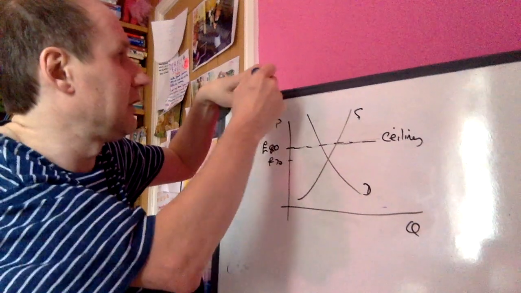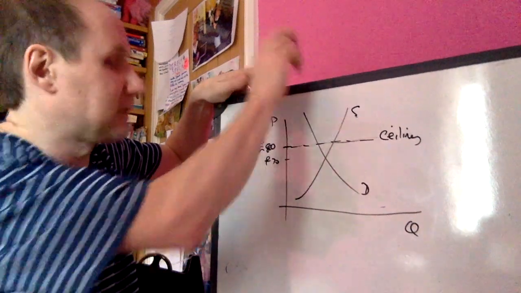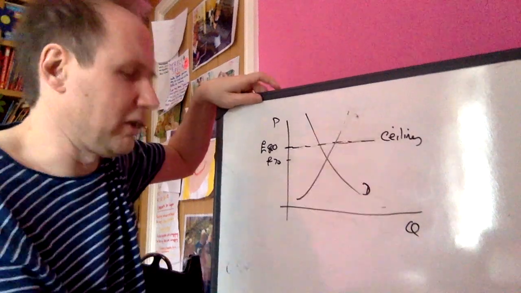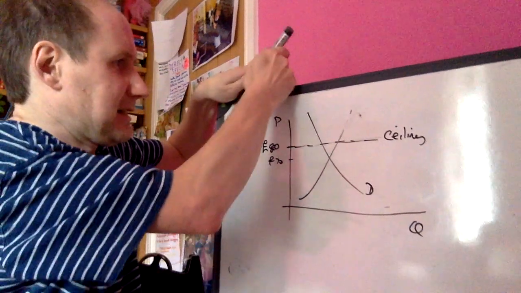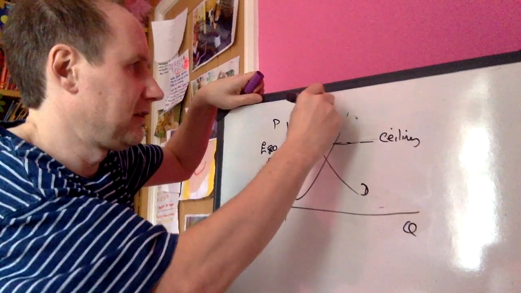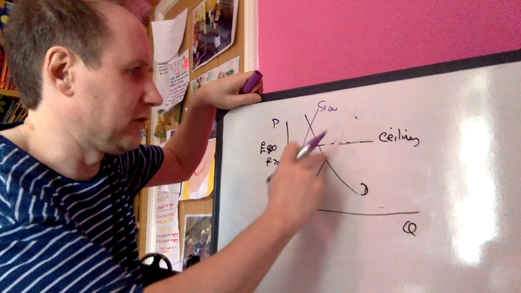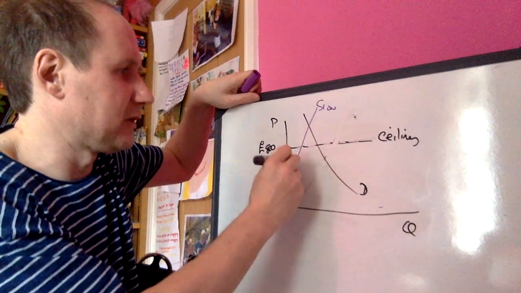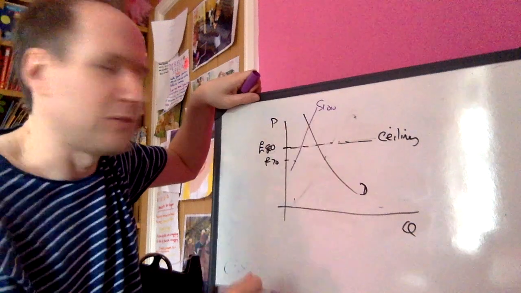Let's suppose it's a really bad year. There's a really bad harvest, the rice weevils come, or something along those lines. What happens is that supply drops from its original level to here, S very low. Again, that supply curve is no longer relevant. And what starts happening is, from a price of £70, supply drops and prices start to be pushed up.